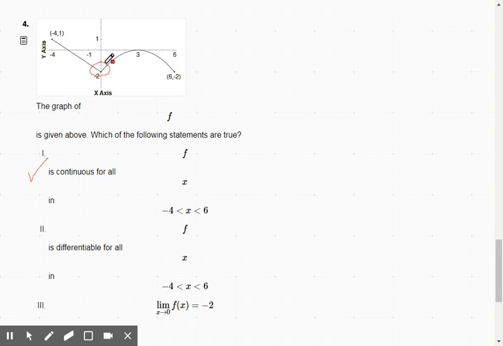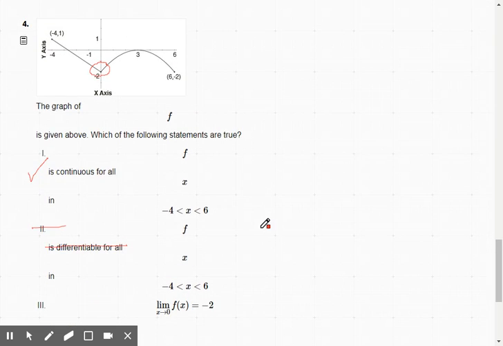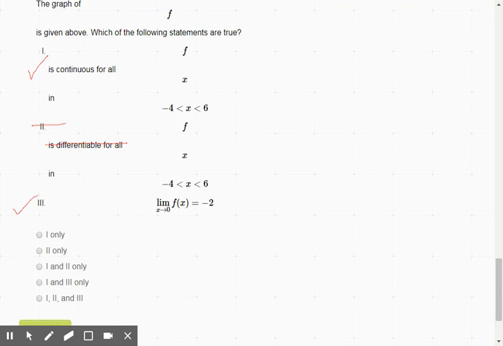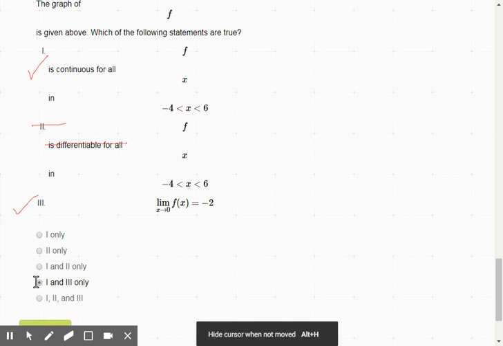F is differentiable for all x between negative 4 and 6. What about that point right there? That's not good. That's not differentiable. So statement number 2 is not good. Let's look at statement number 3. The limit as x approaches 0 of the function is negative 2. That one's good. They're just kind of throwing you a soft pitch right there, honestly. That's pretty easy. So it is 1 and 3 only.